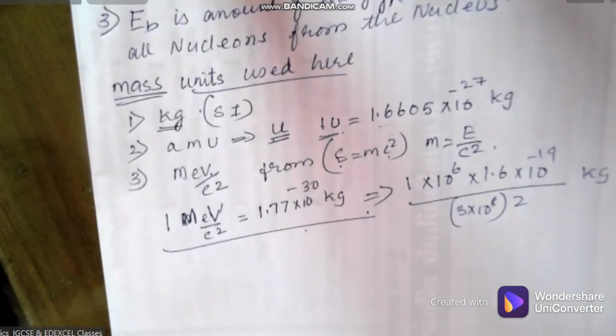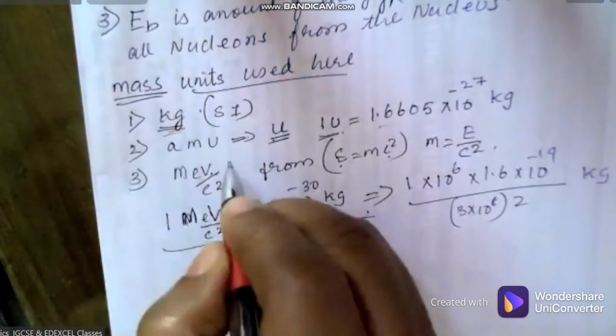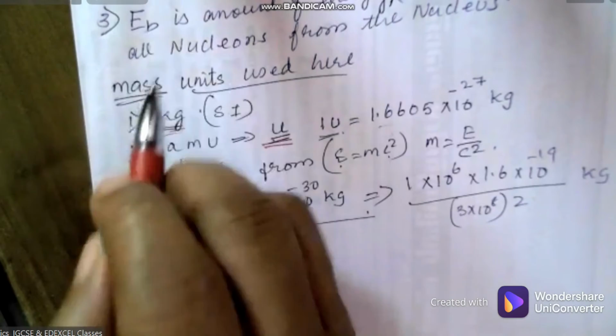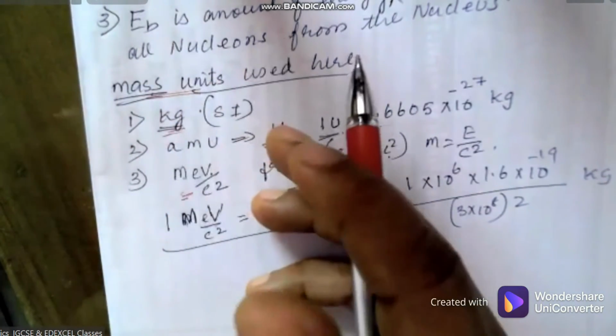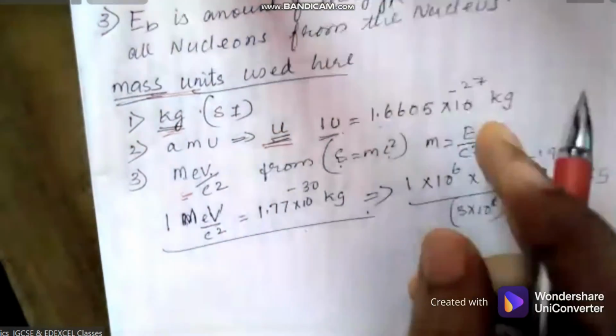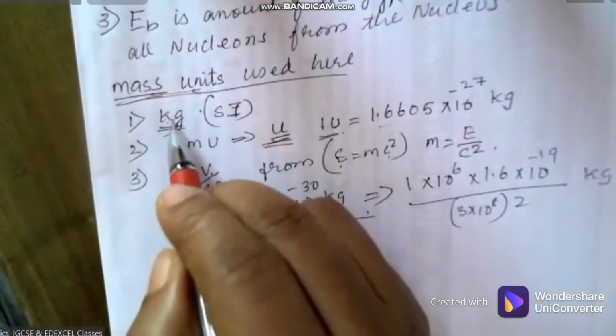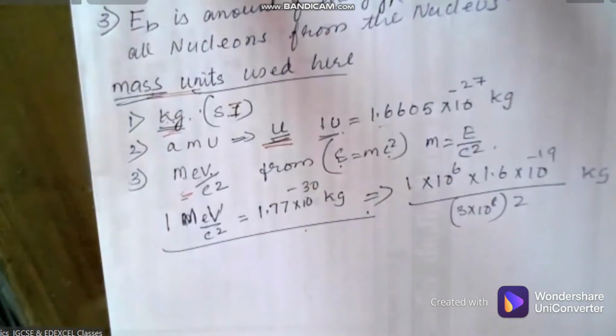Okay, so the questions will be either in kilogram, or in u, or in MeV per c squared. All these are mass units. Whatever unit comes, you should know how to convert to kilogram. The SI unit is kilogram. If you want to get it in joules, mass must be in kilogram. Now, there are many questions in your textbook about calculation of binding energy.